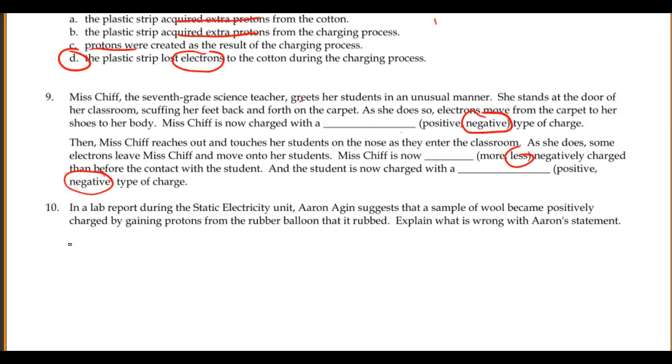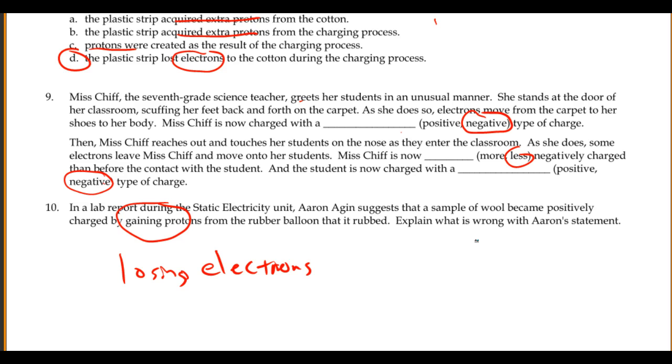Okay, and finally, Aaron again suggests a sample of wool became positively charged by gaining protons. Boo, boo, boo. It's not the protons. Again, it would be positively charged by losing the negative charges, which are the only ones that can move. So it will lose electrons. And whenever an object gains or loses an electron, the total charge of the system has to stay the same. So if the wool lost electrons, that means the balloon would gain them.